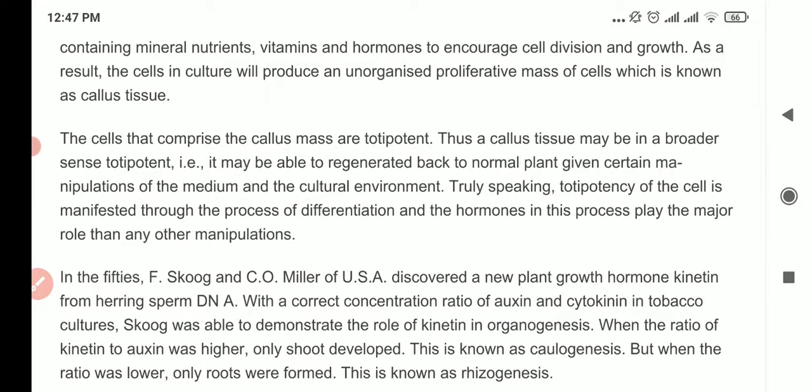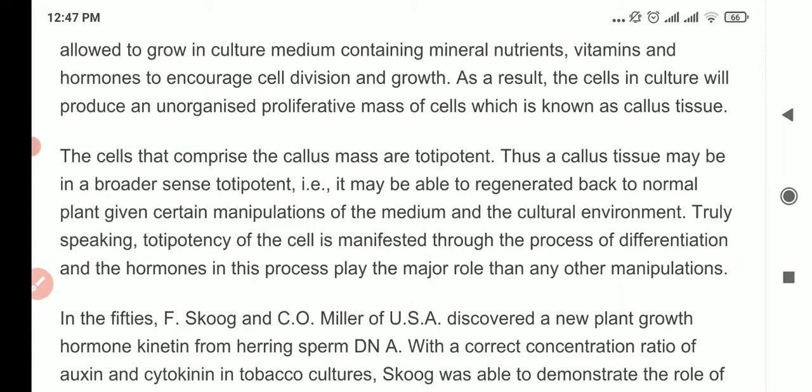The cells of the callus are the totipotent ones, okay? Thus a callus tissue is totipotent, because it can regenerate back to the normal plant after you manipulate the medium, okay? As I told you, if you want the root, you add auxin; for shoot, you add cytokinin.